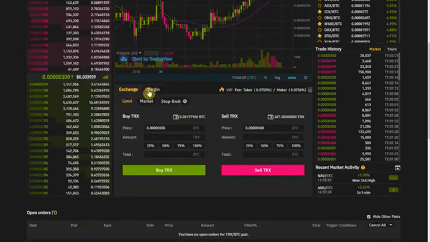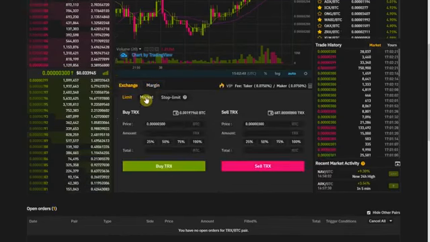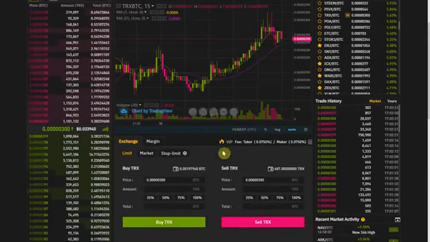So you have, oh, this is new again. Margin, important reminder: it will only be available for invited users at the moment. Okay, I'm not going to talk about that. We have the exchange here.